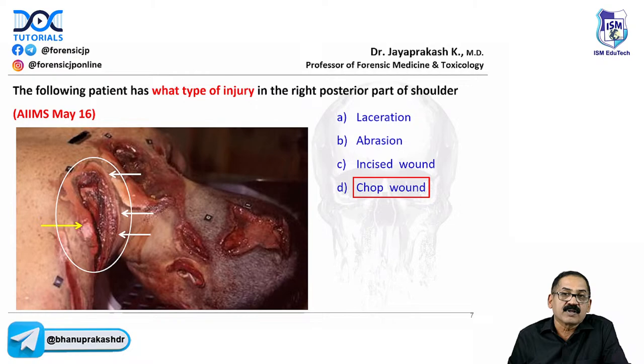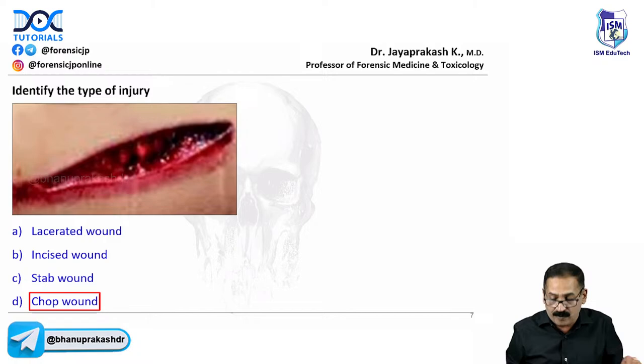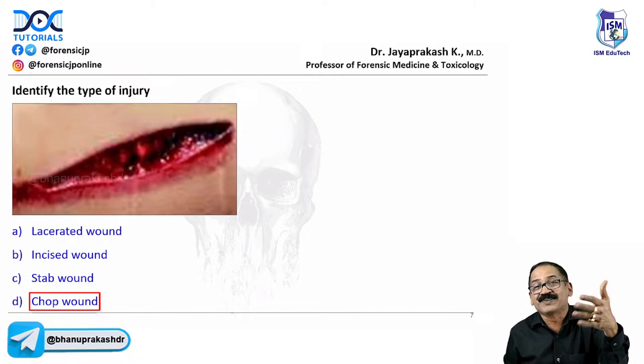Identify the type of injury. Somebody asked how to differentiate between incise and chop wound. Incise wound I already showed. The margins are regular. It is not contused. In this particular wound, you see the lower edge is contused. So the answer is chop wound. I hope all of you understood. Yes or no, you tell me. If you say no, don't ask me to repeat. You can go through the video again on YouTube.